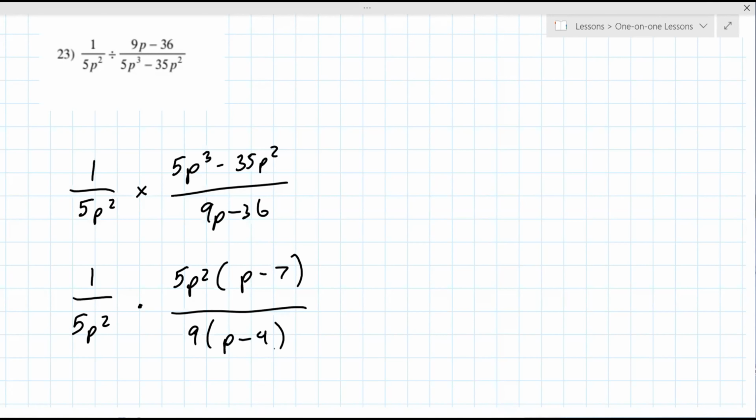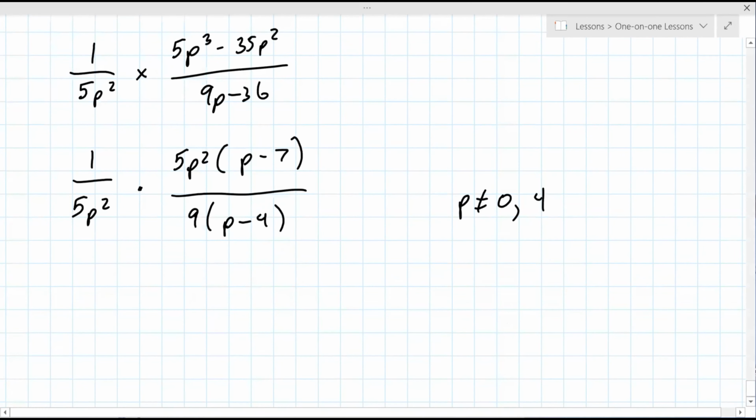What do we do next? Do you see any cancellations? Well, okay, let's do the p cannot equal 0 or 4. I've got to keep remembering to do that. Do you see any cancellations? Because you're canceling either diagonally or vertically. So those cancel. And you're so used to stuff canceling that you miss that it doesn't always have to cancel.